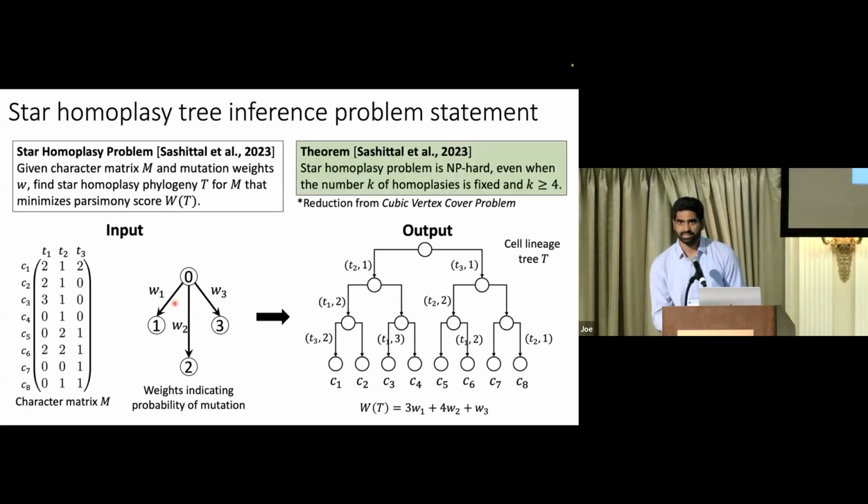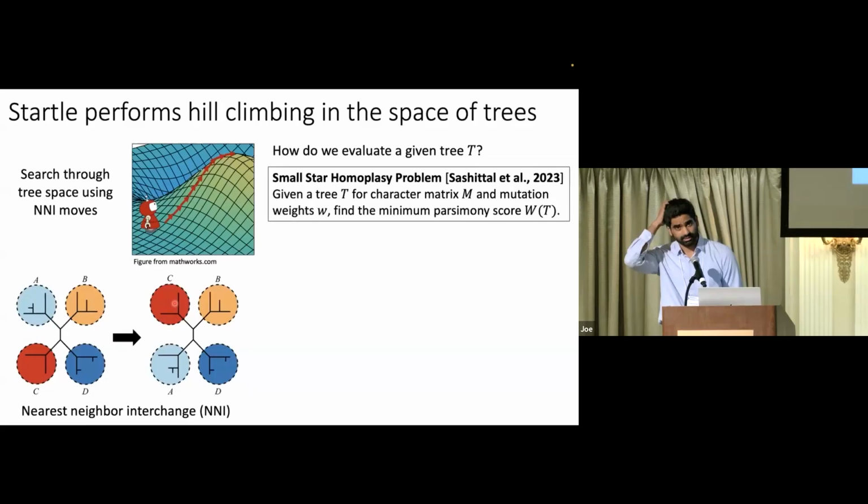In fact, we showed that this problem is hard even if the number of times these mutations can occur is fixed, as long as that fixed number is greater than or equal to 4. All right, so this is a hard problem, and there are many standard methods in phylogenetics to solve these hard problems because honestly, most problems in phylogenetics are hard.